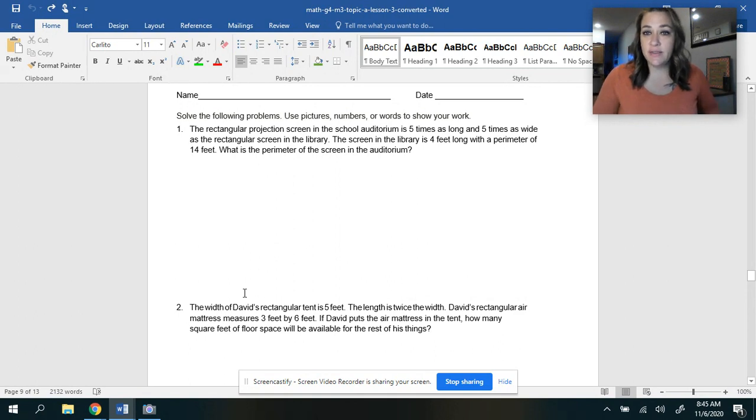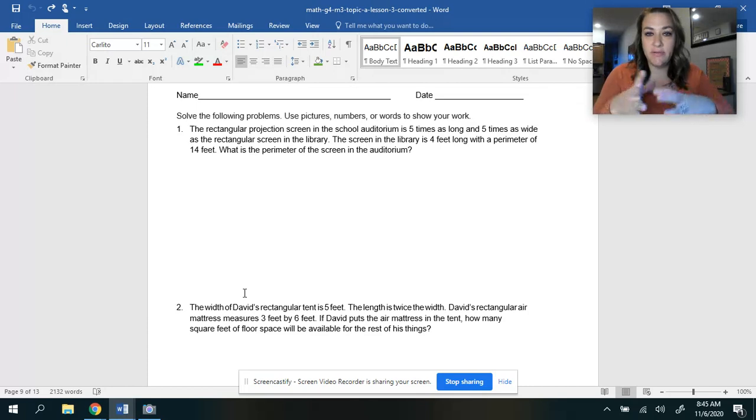The focus of this lesson, we are going to continue with our area and perimeter. And our target is, I will be able to demonstrate understanding of area and perimeter formulas by solving multi-step real-world problems. So remember, area and perimeter is something that we did in the last couple lessons.